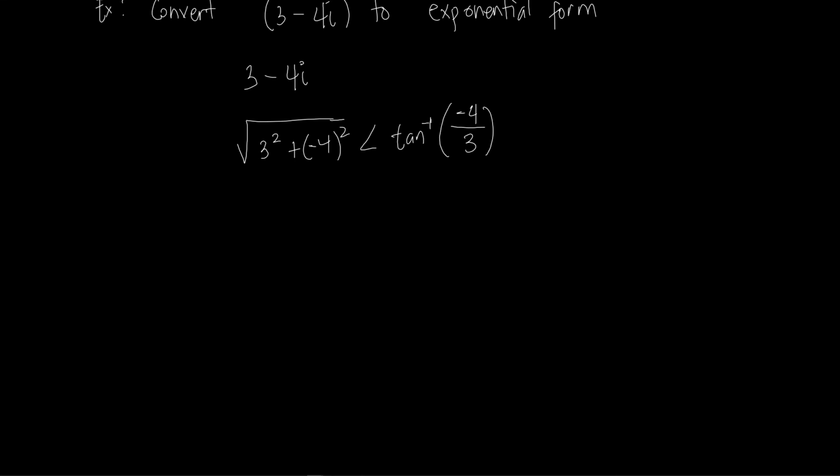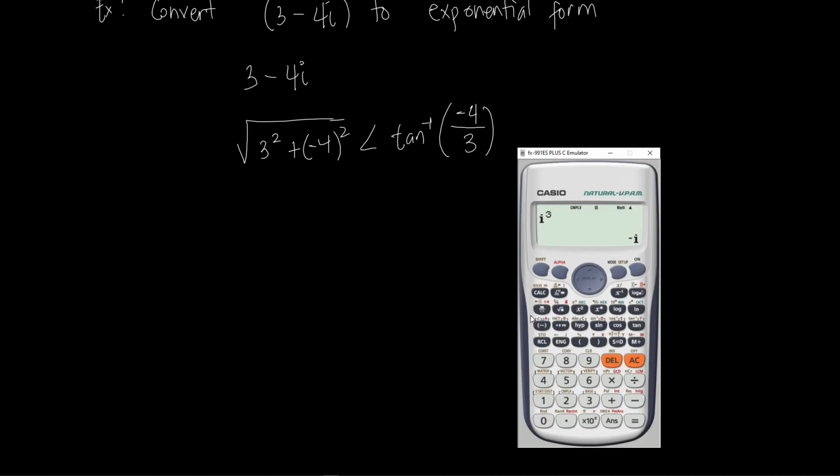Then on our calculator, we have the square root of 3 squared plus negative 4 squared. That is 5. So we have 5 angle, arctan of negative 4 over 3. That is negative 53.13.